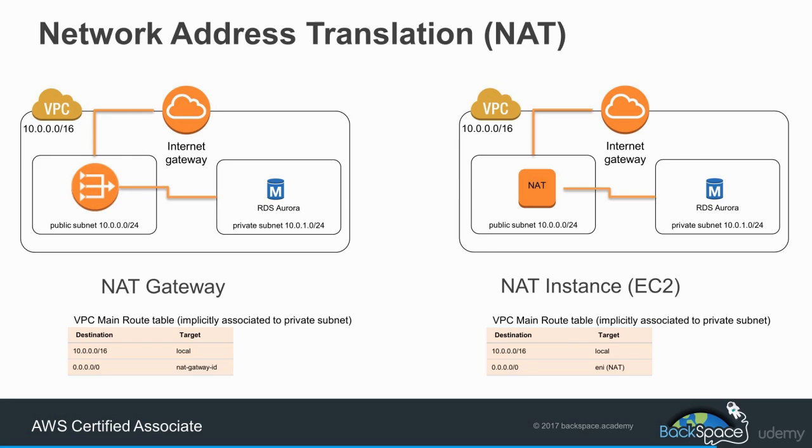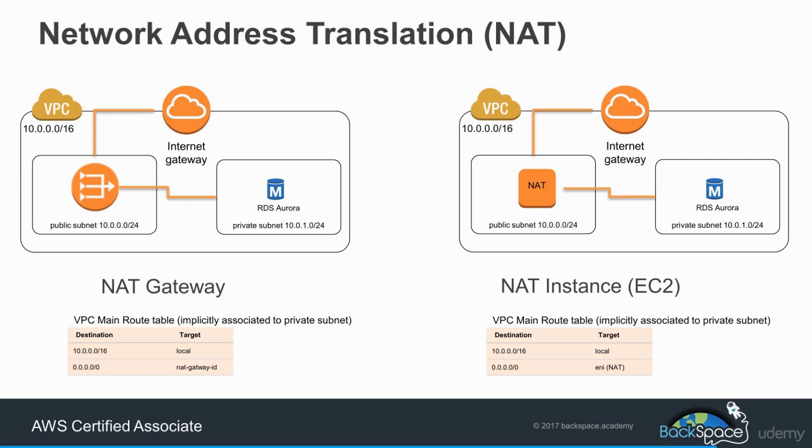Previously we only had one option for that, and there is now a new service called the NAT Gateway, which is a fully managed service by Amazon Web Services that allows traffic to flow from a private subnet to an internet gateway to download updates and the like. And so the VPC main route table, which is implicitly associated to the private subnet, will need to be updated to have a route for everything to go through to the NAT gateway.